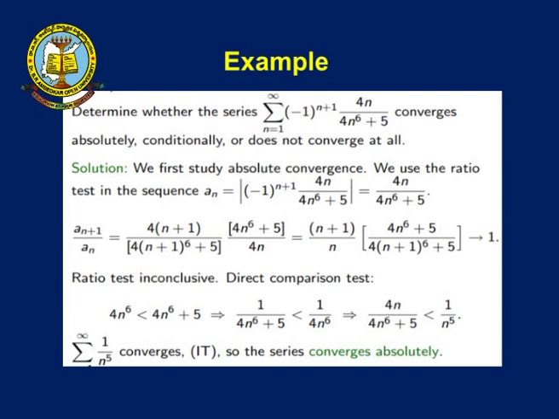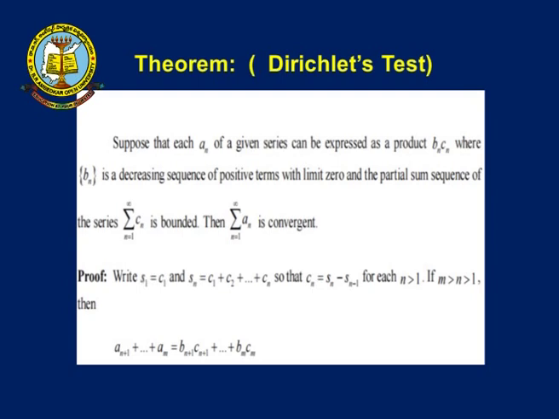Next, there are examples of absolute convergence and conditional convergence, which we can test using the previous results. Next, the most important theorem is Dirichlet's test. In this Dirichlet's test, suppose an is a series of positive terms. Sigma n equal to 1 to infinity an is convergent whenever the partial sums of the sequence sigma n equal to 1 to infinity cn are bounded. Then only we can decide that sigma an is convergent. So the test is called Dirichlet's test.